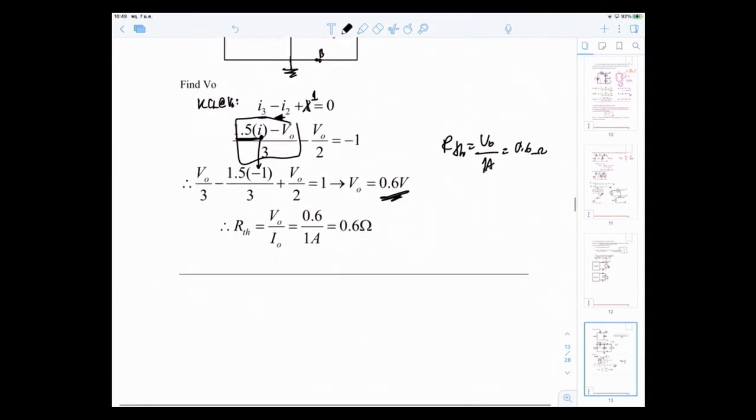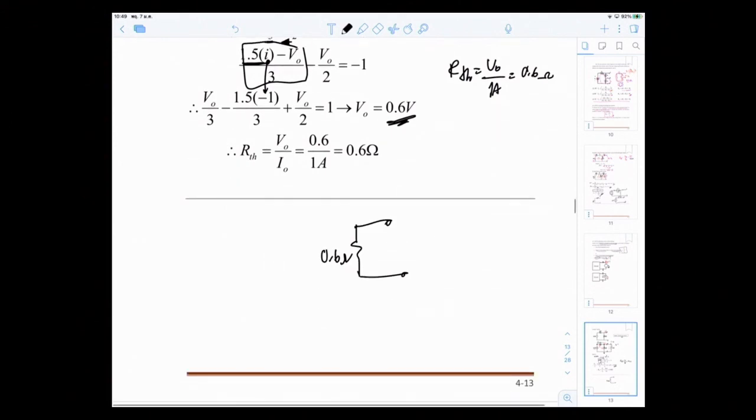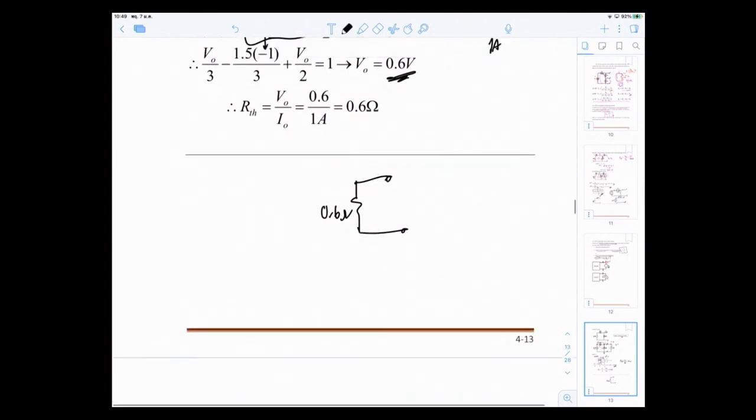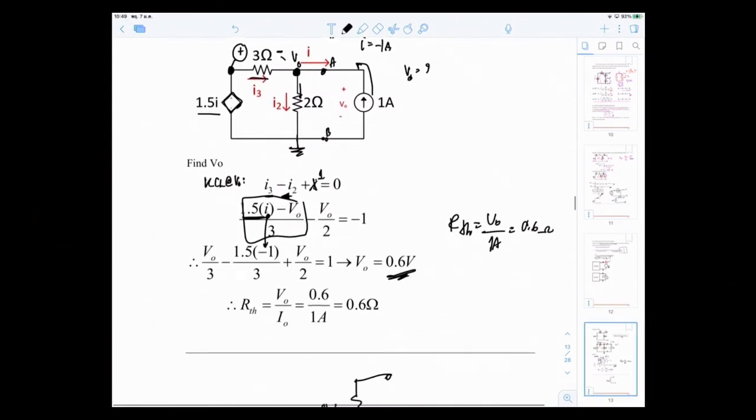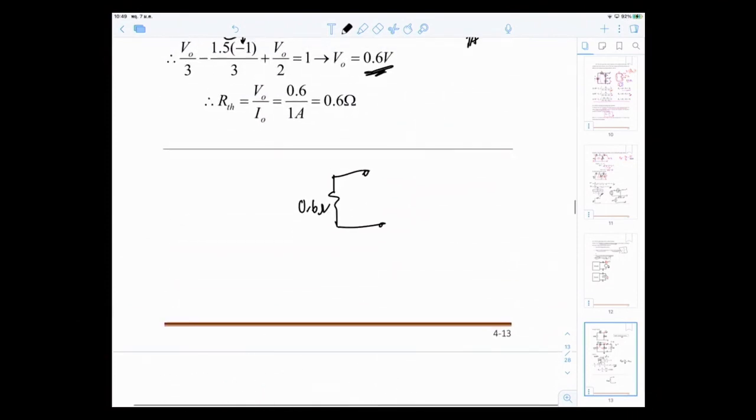So your equivalent circuit in this case is simply 0.6 ohm. With only dependent sources in the circuit, you don't have VTH. So this is your equivalent circuit for this problem, and this is another way of doing it. Therefore this is it for Thevenin theorem. Thank you.